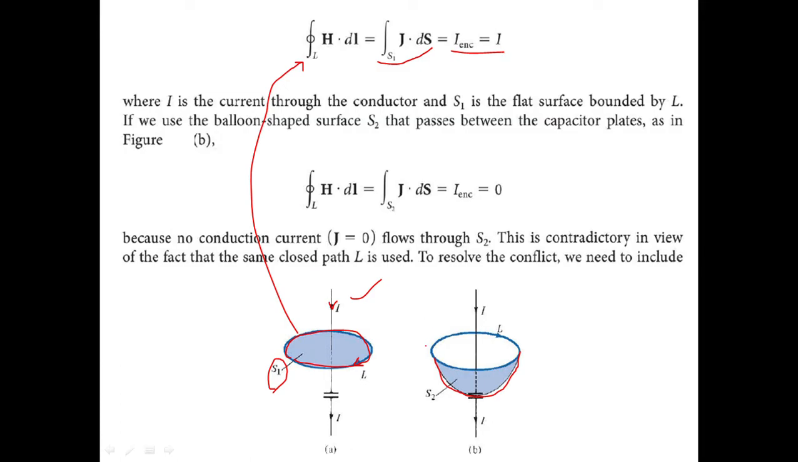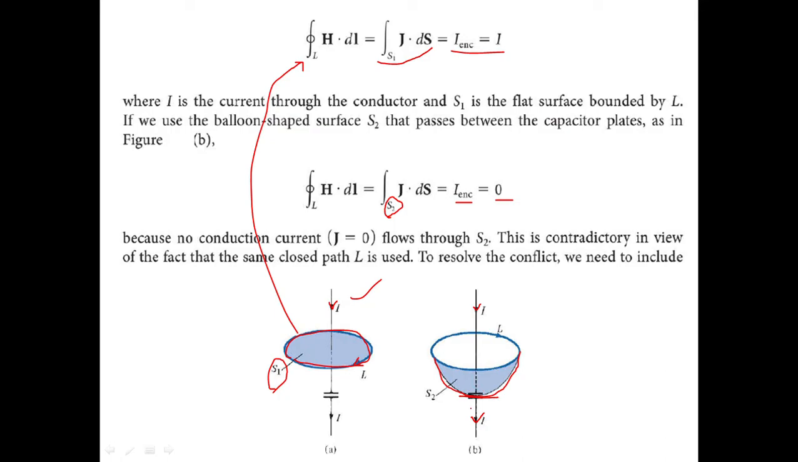Now the only difference is, instead of taking a surface like this, if I take the balloon shaped surface, what happens? The current flowing through this surface will be equal to 0, because there is no actual conduction between the two plates of a capacitor. The conduction current will be 0. Therefore, if I take the same equation for S2, the I enclosed will be equal to 0, right? But actually there is some current I flowing here, and the same current is flowing back here also. But how can we say that there is no current flow through the capacitor here?